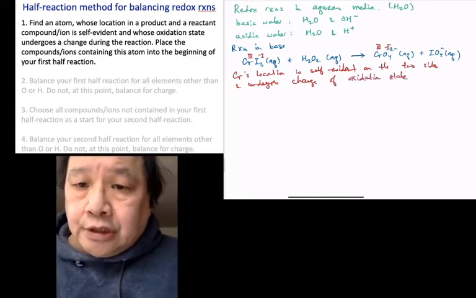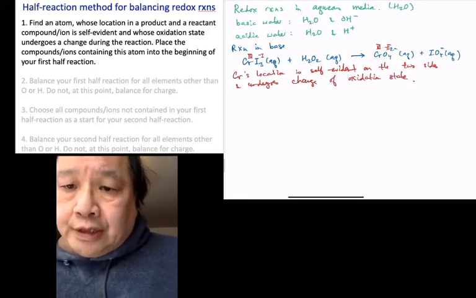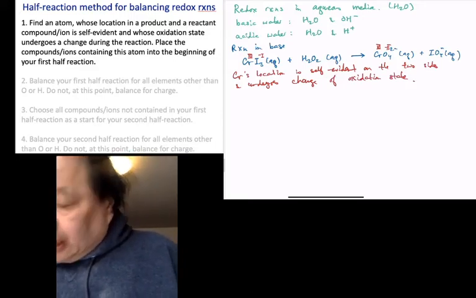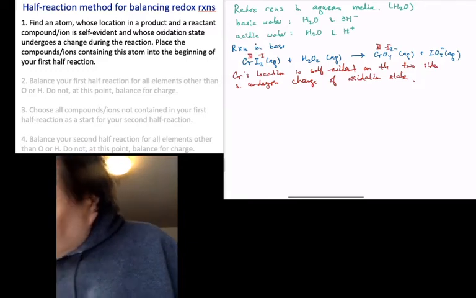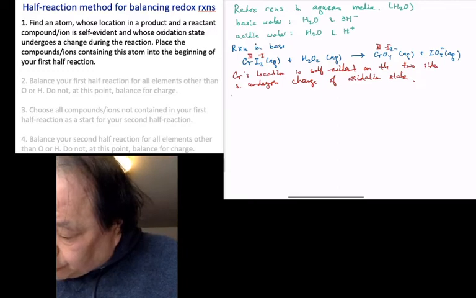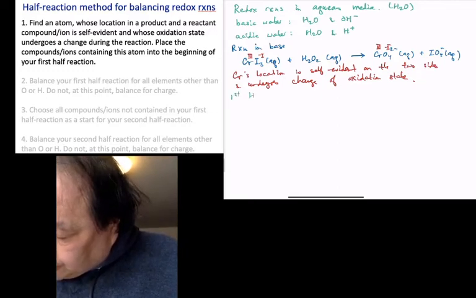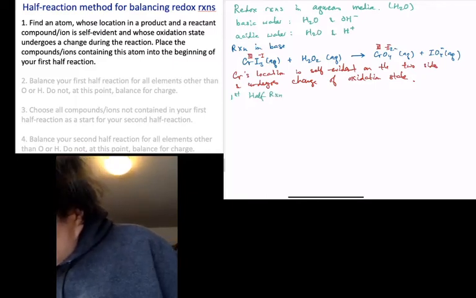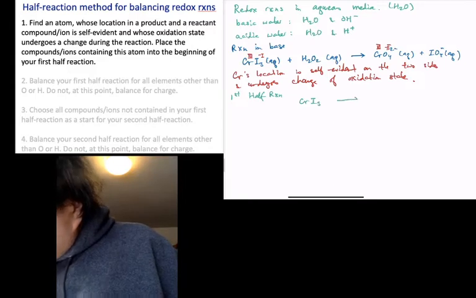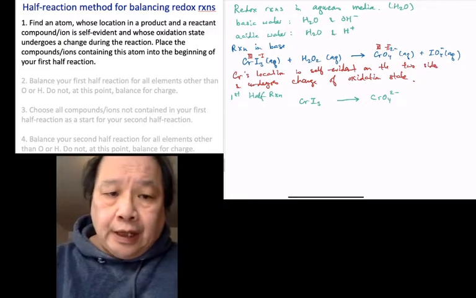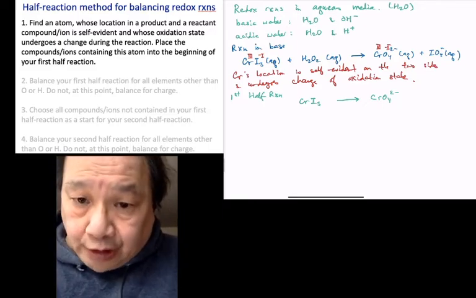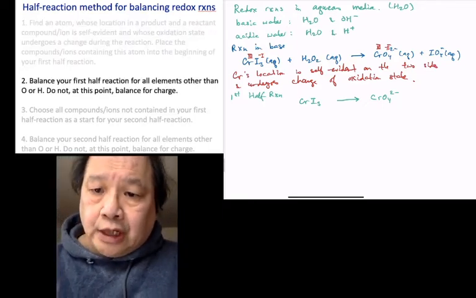The second sentence of step 1 is place the compounds and ions containing this atom which undergoes the change into your first half reaction. So the first half reaction consists of CrI3, I'll drop the aqueous, going to CrO4 2-. And now you must follow the next 3 steps very carefully. And so let's read what it says.